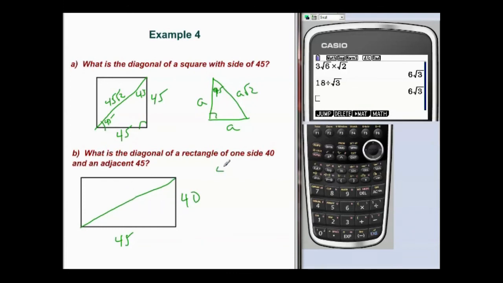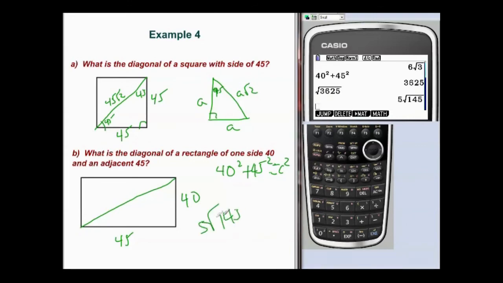This is nothing more than 40 squared plus 45 squared is equal to c squared. That's all it is. And yeah, I can do it in 1600. I don't know what 45 squared is. I have to think on that. 40 squared plus 45 squared. And I'm going to take the square root of that. 3625. And we get 5 radical 145. All right, that's a radical.